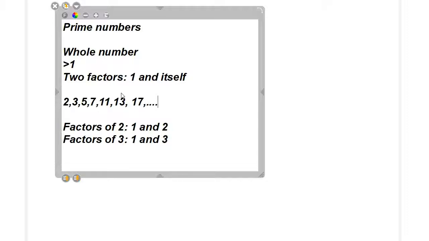Yeah, so that's about it for prime numbers. Hope you understand the characteristics of prime numbers and how you can identify them. For example, sometimes they would give you a number and ask you whether it is prime or not. So it's important to know how to identify prime numbers.